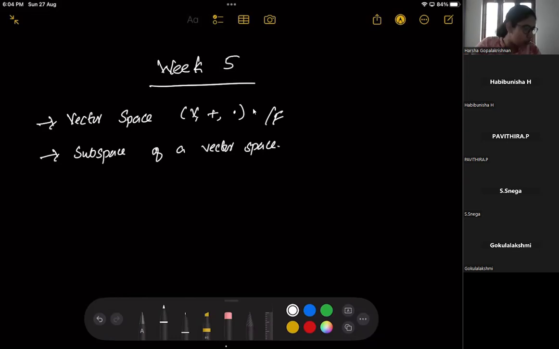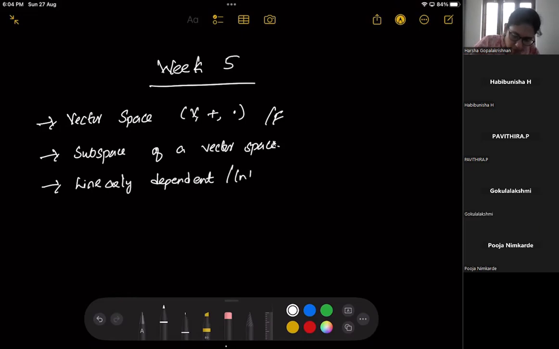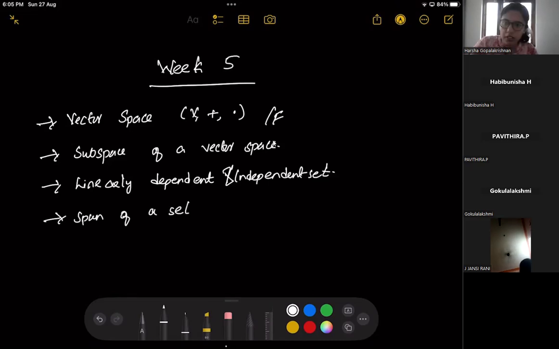We also studied the conditions for a non-empty subset to be a subspace of a vector space. While going through the problems, we will recollect that and use those theorems. Then linearly dependent and linearly independent sets, and what is a span, the span of a set. I hope you all know this concept.